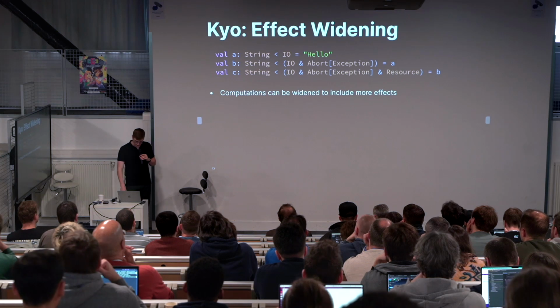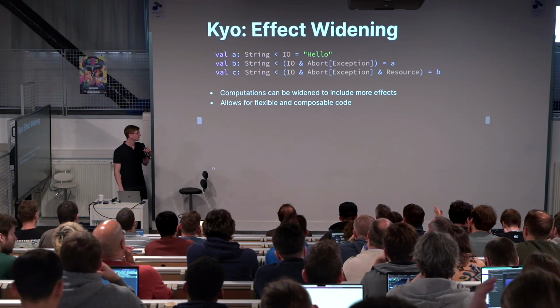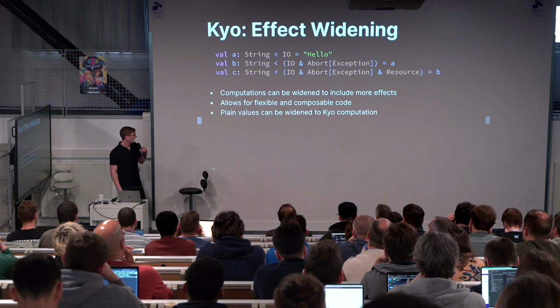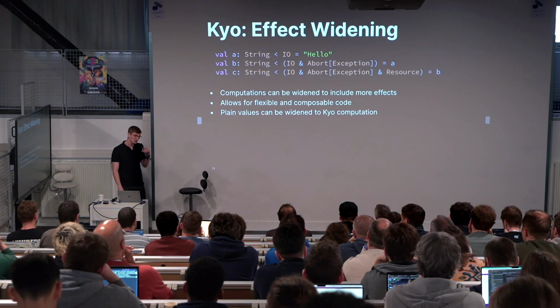And so with Kyo, you can actually just say, in the if case, or the else case, you can do your effectful expression, and then you can just return a pure value in the other case. So yeah, this is super useful for allowing flexible and composable code. And the sort of secret is that plain values can be widened to Kyo computations.